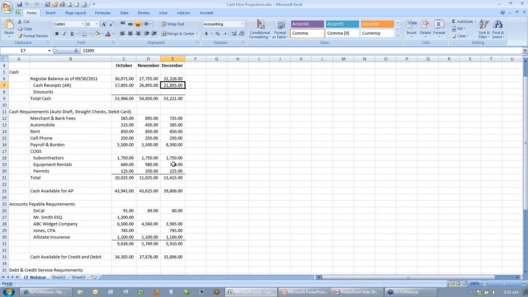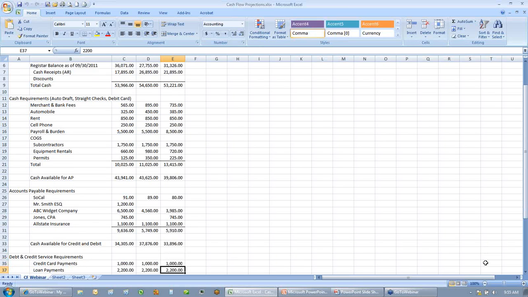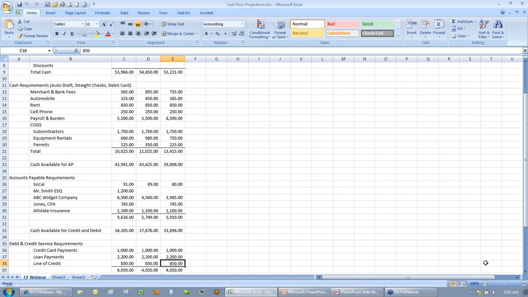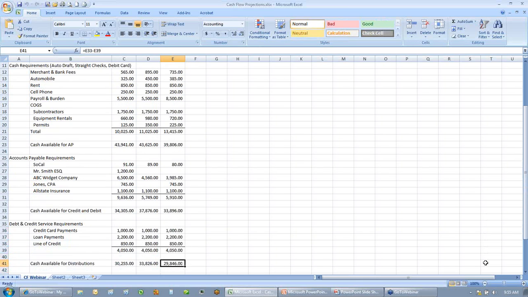I'm going to go through the process of what I have that's going to be automatically drafted, or where I'm going to cut straight checks or payroll. And here I have an increase in payroll because it's Christmas. I'm going to give bonuses to my employees. And this gives me cash available for AP. I'm going to go through once again and pay down my accounts payable, my accounts that I have terms with. This gives me once again my cash available for credit and debt. And then I have to pay my debt service. Then I have cash available for distributions of $29,846.